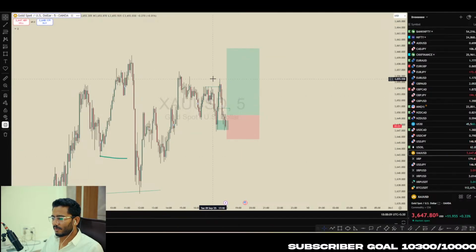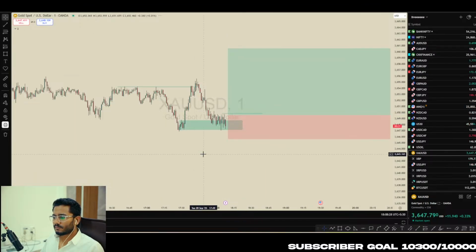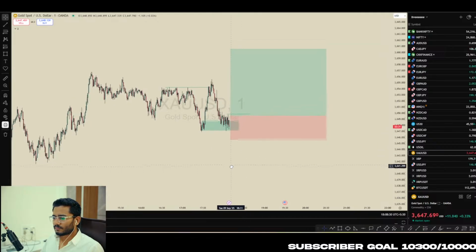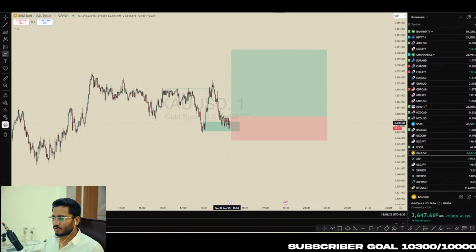Here it swept the liquidity. It should sweep some kind of liquidity because there is no liquidity in this area. It directly took out this low. It's consolidating over here. It should sweep and then it should continue. So let's wait for that.